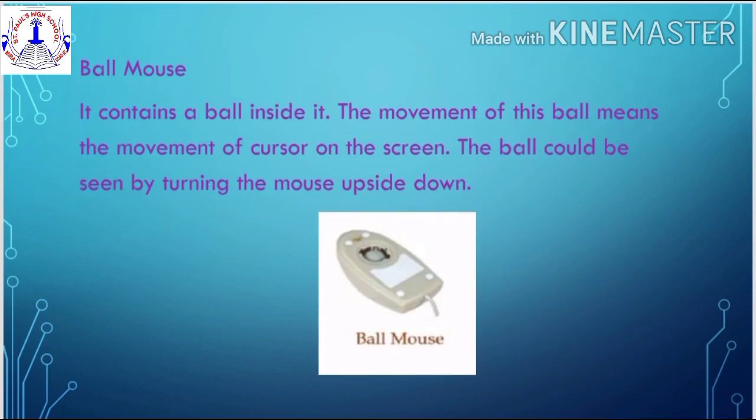Look at the picture, student. This is a ball mouse. It contains a ball inside it. The movement of this ball means the movement of cursor on the screen. The ball could be seen by turning the mouse upside down.